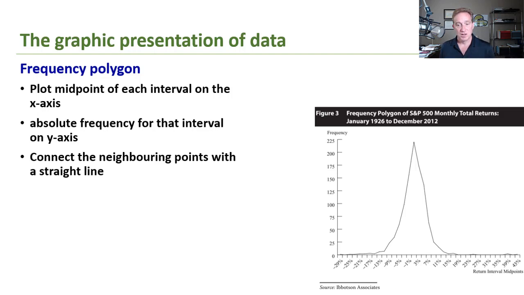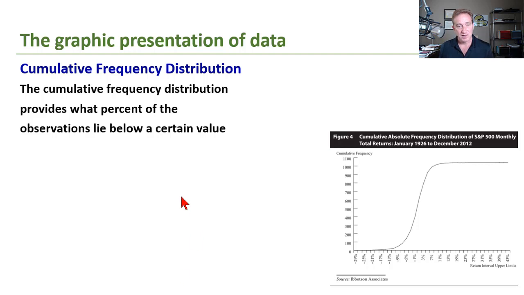We can also use a straight line to plot the midpoint of each interval on the x-axis and the absolute frequency on the y-axis, and then just connect those neighboring points into a straight line. To my knowledge, that's less common. And then the cumulative frequency distribution simply plots that cumulative frequency quantity, so you can see this is going to be an increasing function because it's cumulative.